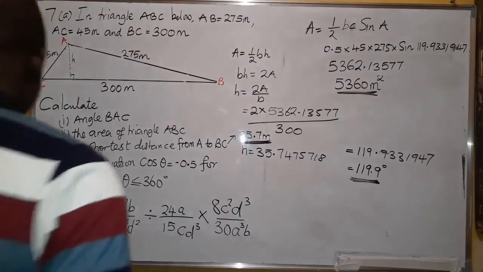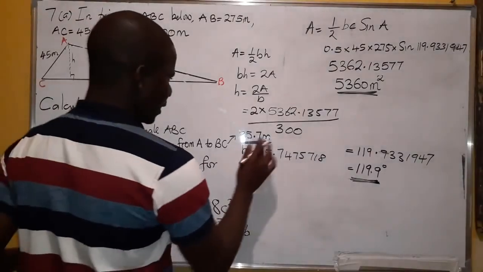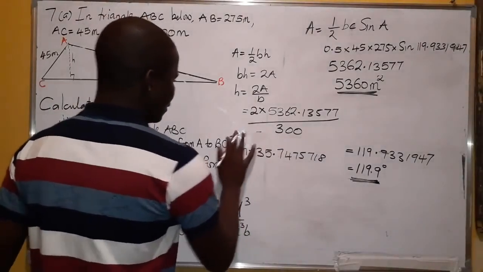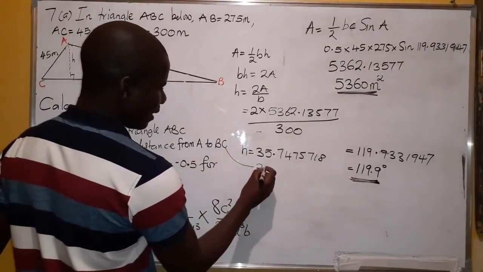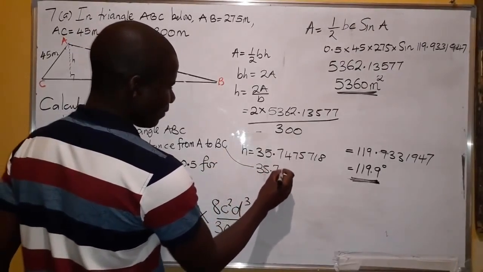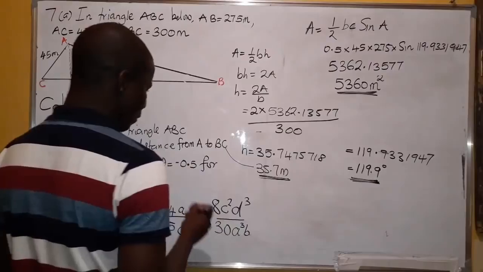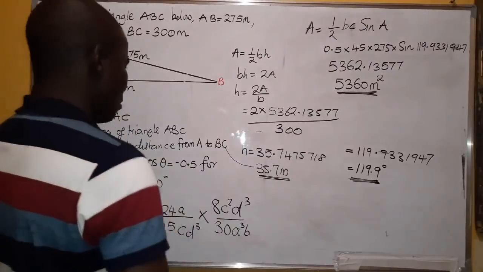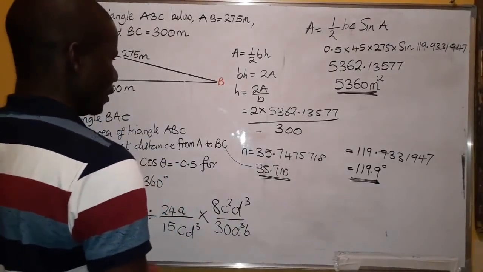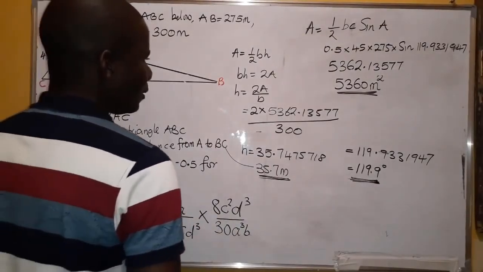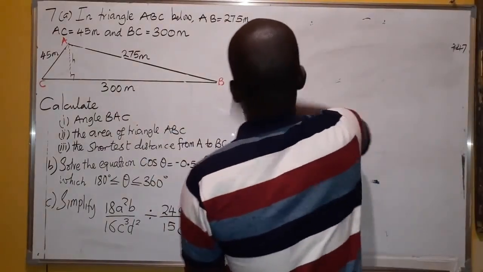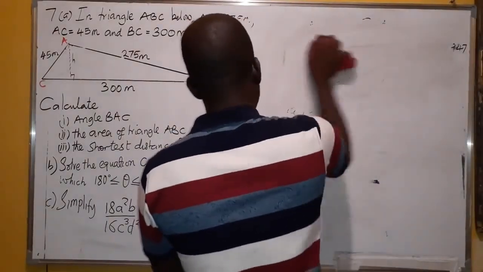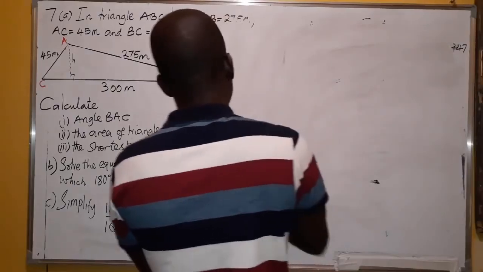Okay. So this one here, just like I indicated, this is the shortest distance. This one, it's supposed to be 35.7 meters. I hope it's very clear here. I hope it's very clear at this point. Alright? So now, let's look at the next question.